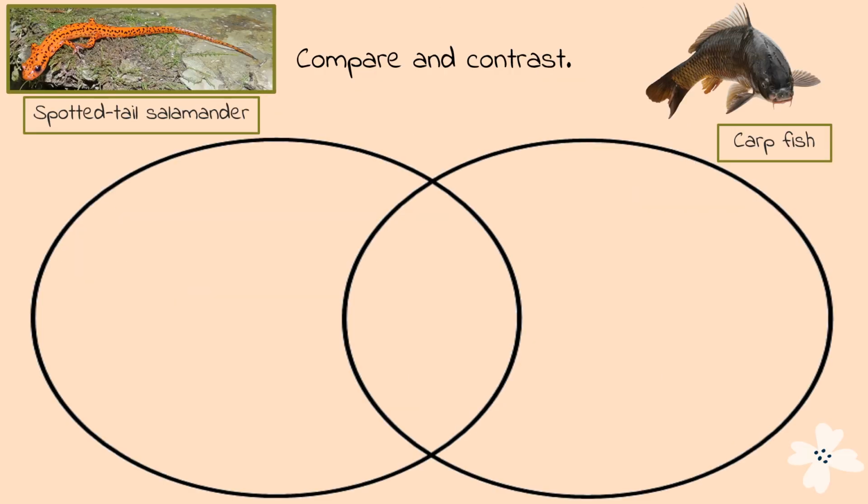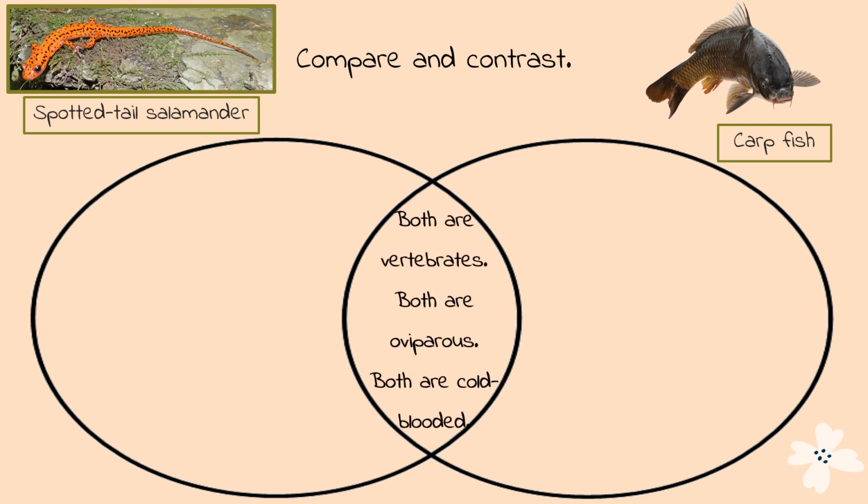Here is the spotted tail salamander that belongs to the amphibians group. And on the other side we have the carpfish that belongs to the fish group. Let's compare and contrast these two animals. Both are vertebrates, both are oviparous animals, and both are cold-blooded.